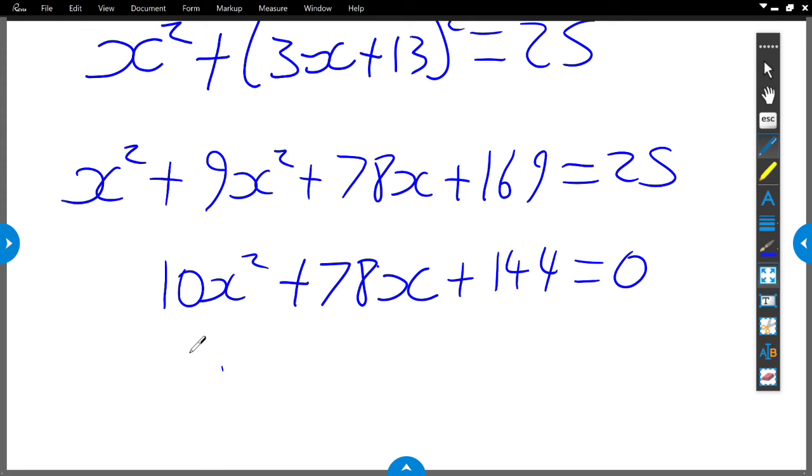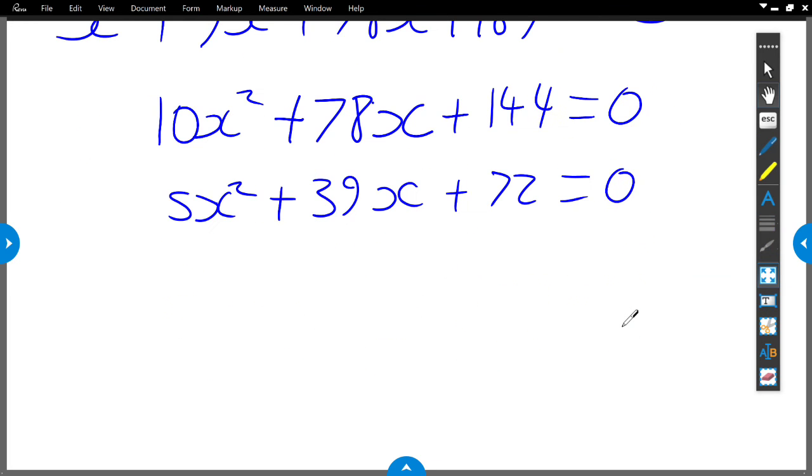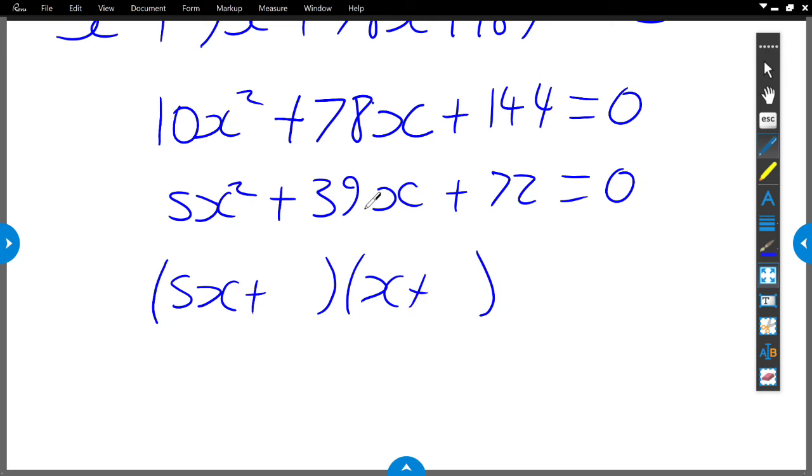So half of 10x squared is 5x squared, halving the 78, I already know it's going to be 39 because I doubled that earlier. Half of 144, that's 72, and half of 0 is just 0. And this time, I know for certain it's just going to be 5x in one bracket, x in the other. I know that both of these signs are going to be positive, because both of these are positive.